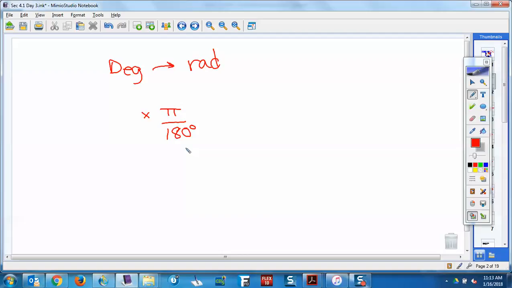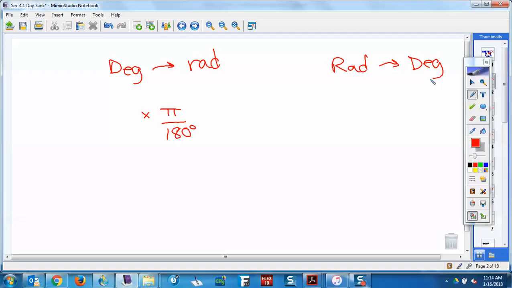And I guess that's just what has worked for me over time to remember this. Okay, if I'm going from degrees to radians, I want degrees to disappear. So I'm going to multiply by pi over 180. Now likewise, if I'm going from radians to degrees, now it kind of depends.